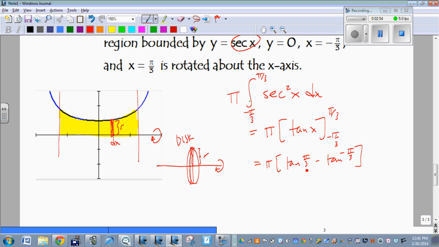And tangent of pi over 3 is root 3. And we get sine over cosine, so root 3 over 2 over 1/2. So we get pi times root 3 minus negative root 3, so it becomes plus root 3. And that gives us 2 square root of 3 times pi. Alright, we could also do this in our calculator to get a decimal approximation, but just a little practice working on antiderivatives.